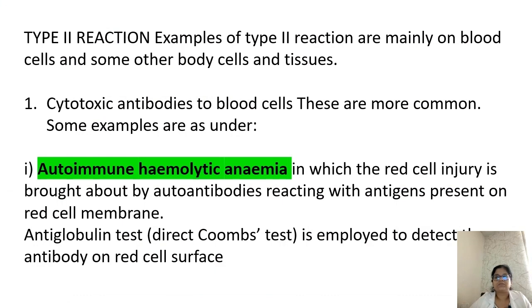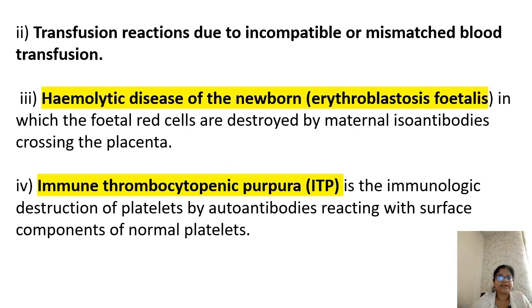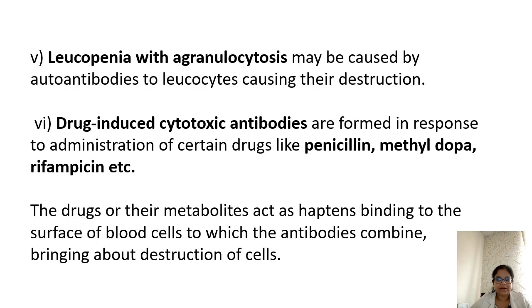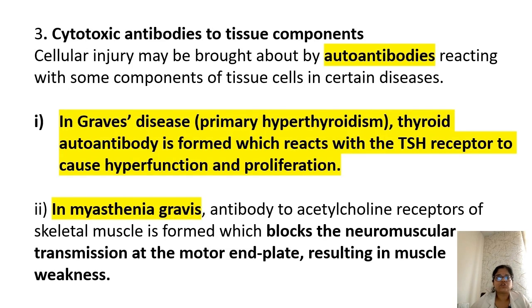So as I've said, the main cells being triggered in type 2 hypersensitivity are our blood cells, the hematological cells. That is, cytotoxic antibodies are released against the blood cells, where you have the classical examples of autoimmune hemolytic anemia. Yes, then transfusion reactions because of incompatible or mismatched blood transfusions, hemolytic disease of the newborn, erythroblastosis fetalis, immune thrombocytopenic purpura, leukopenia with agranulocytosis, or any drug-induced cytotoxic antibodies when you have an allergy towards penicillin, methyldopa, or rifampicin, and any cytotoxic antibodies to tissue components, for example your Graves' disease, which is called primary hyperthyroidism.